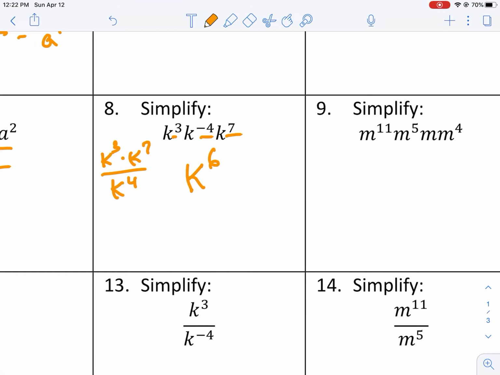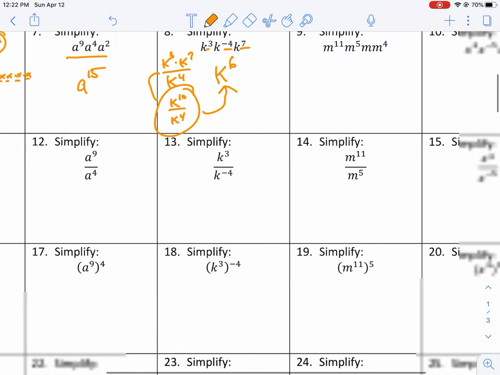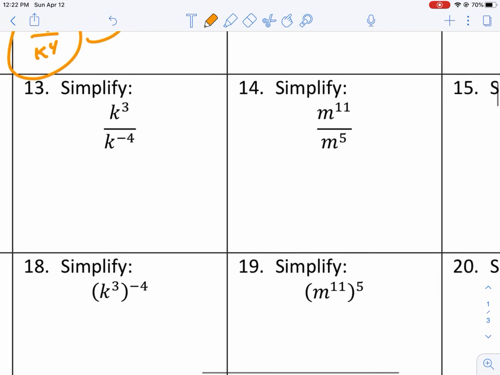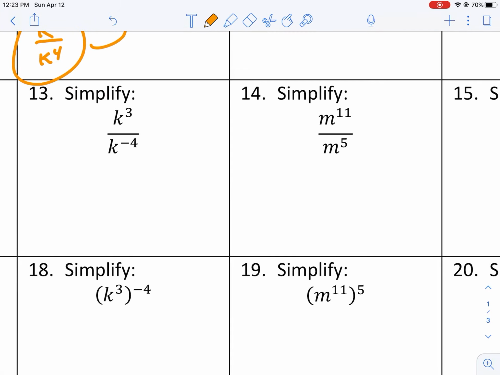You could have taken k to the 3rd times k to the 7th over k to the 4th by moving that down. And then this becomes k to the 10th over k to the 4th. And if you remember our division rules, 10 minus 4 becomes k to the 6th. So it all works the same.